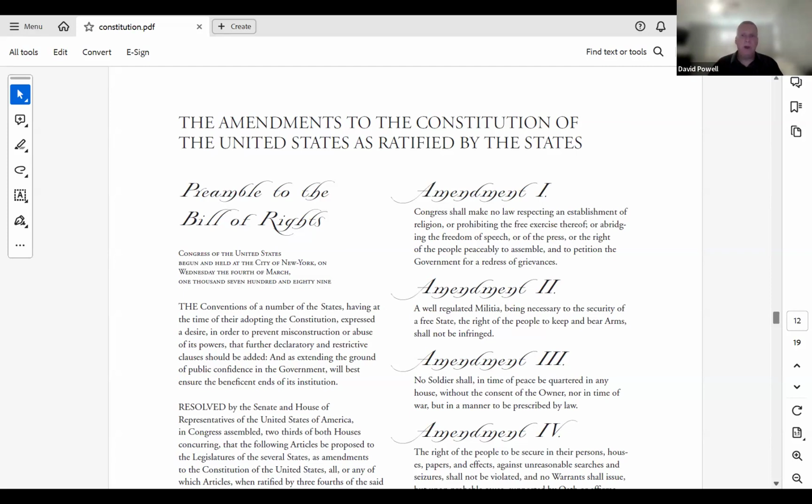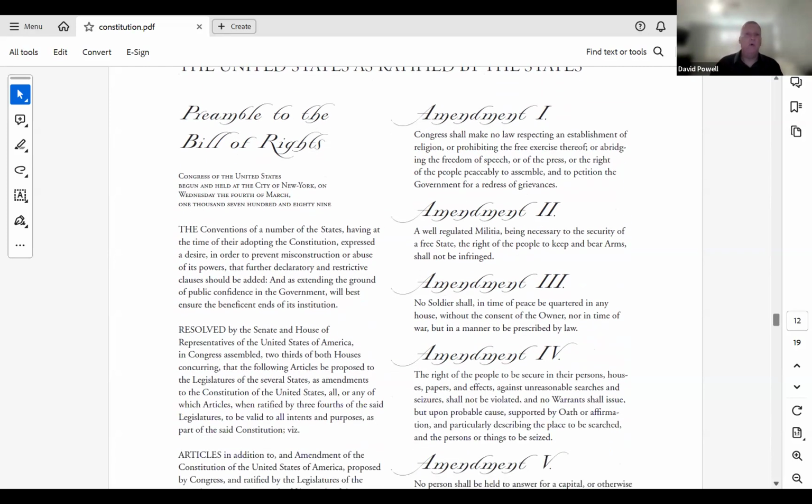The Third Amendment we don't talk a whole lot about, but that is no quartering of soldiers. This kind of fits in with what's called the implied right to privacy. Your privacy to your home, you cannot be forced to allow soldiers into your home.